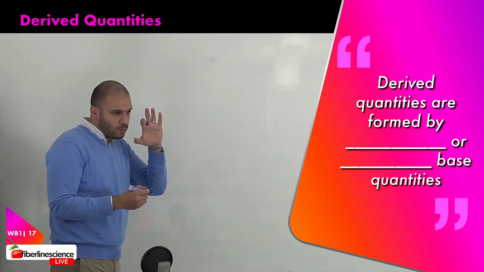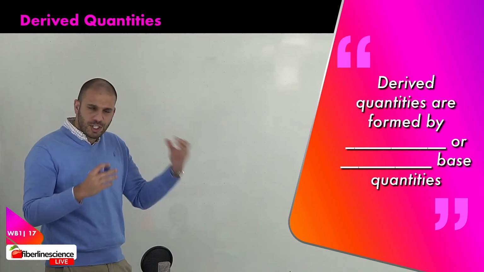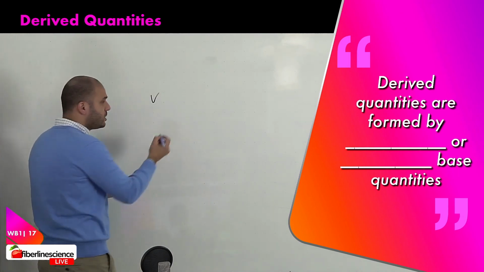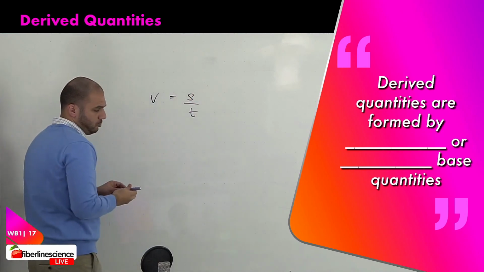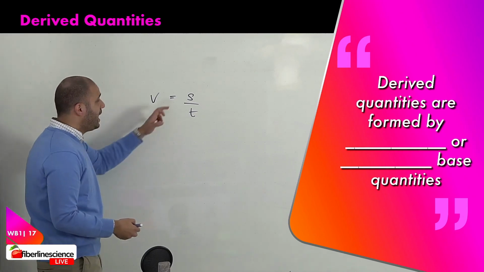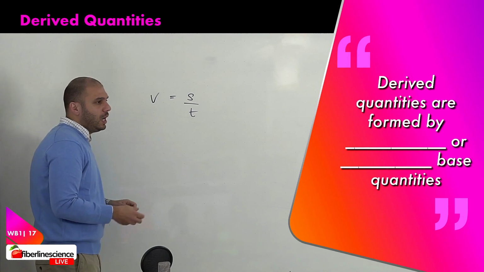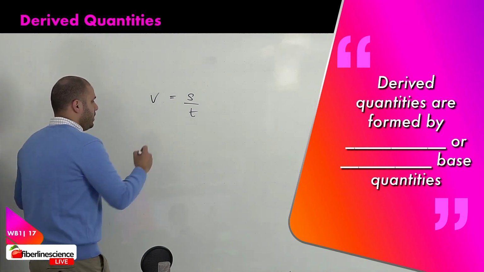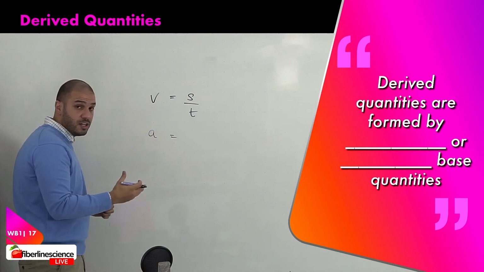So, let's take, again, the same example as we did before. Let's take velocity, okay? Now, velocity is given by distance divided by time, or displacement divided by time. So essentially what we've got there is a length being divided by time, okay? We can have another situation, say acceleration, okay? Acceleration is yet another derived quantity.